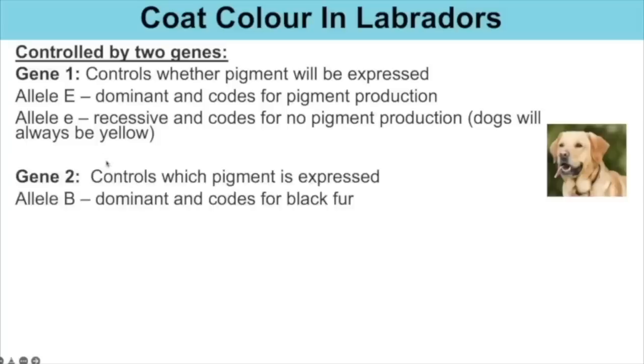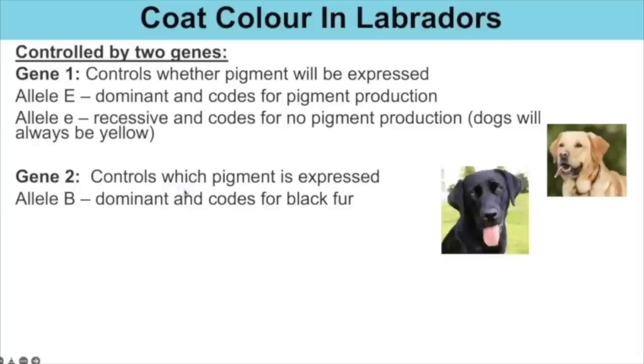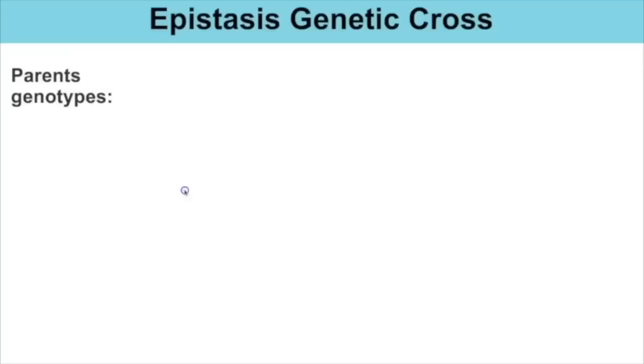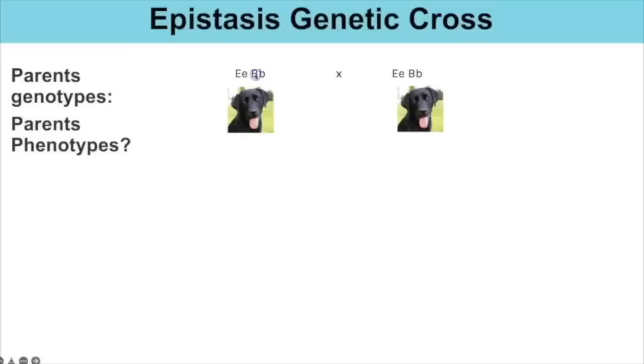Gene 2 controls what colour the pigment will be if it is expressed. So dominant is black and recessive is brown. So that is how you get the 3 different colours in Labradors. So we have a look at an example. We're going to cross these 2 parents. The first thing, we've been given the genotypes, but we have to work out the phenotypes. Now both of them have a dominant E, which means pigment can be produced, and they have a dominant B, which means they'll be black.